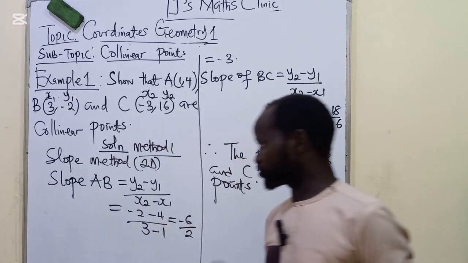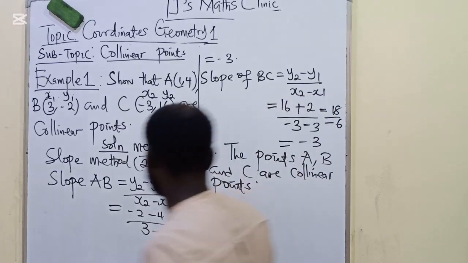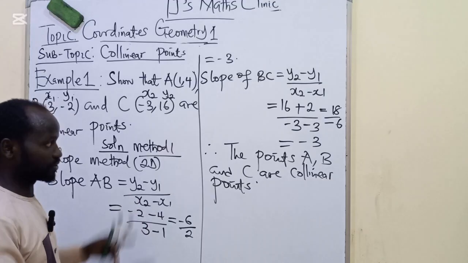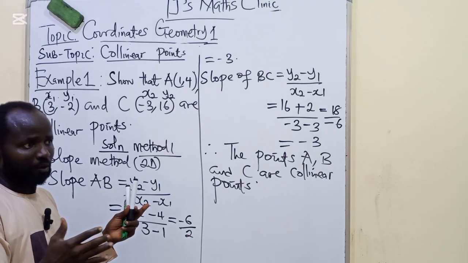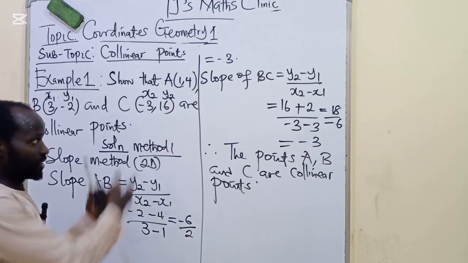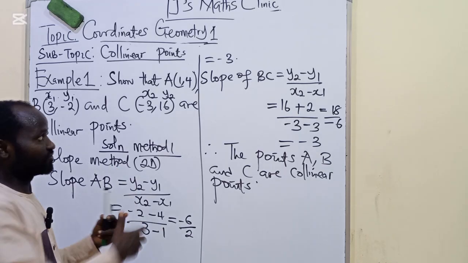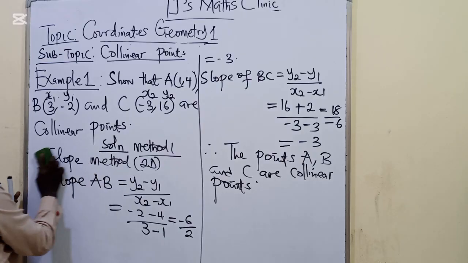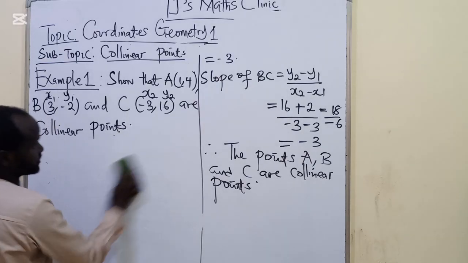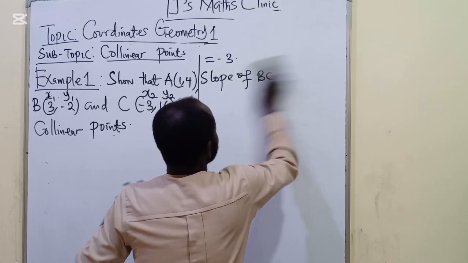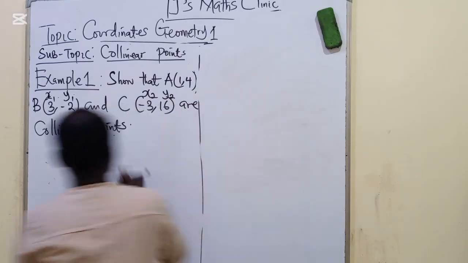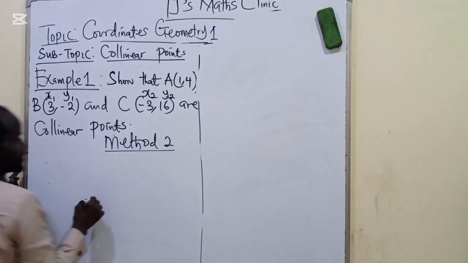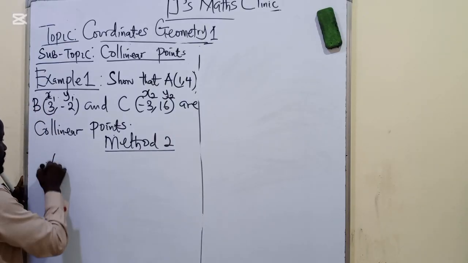So let's use method 2, which is the determinant method, or rather the triangle method. If the determinant is 0, then we can conclude that the points are collinear. When we find the area of the triangle formed by these 3 points and the determinant is 0, then it is collinear. So let's clean this and see what we'll get using this other method. Method 2 is using the triangle method, which is the area of a triangle.